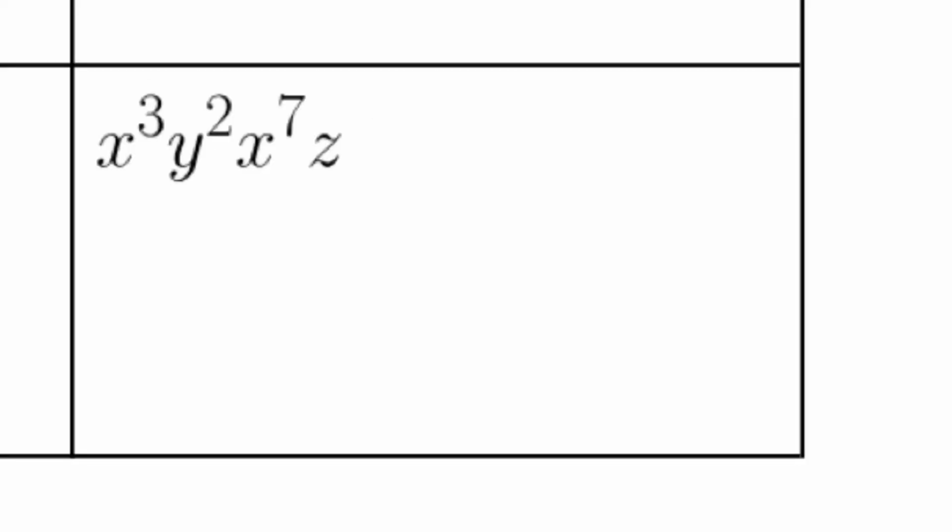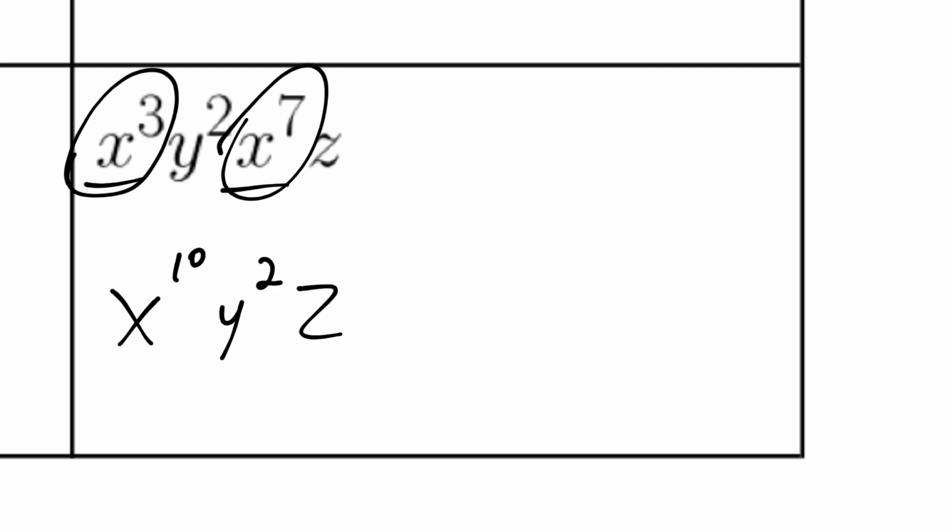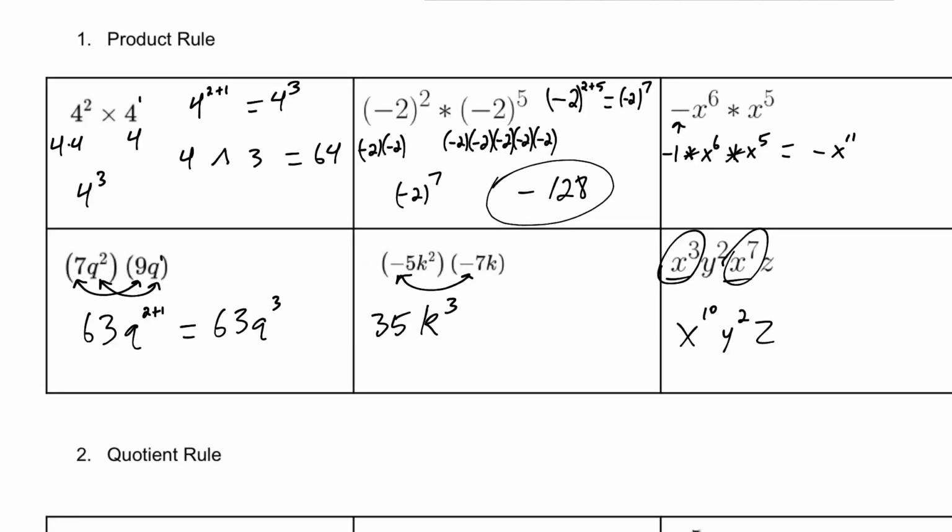This one is different because we have different letters. Just like before, we want to look for the same bases. So the x's, there are 10 of them. The y's, there's only 2. And the z, there is 1. So we can combine to the third power and to the 7th power to get to the 10th power. So for the product rule, we are adding exponents when you multiply with the same base. If you ever are just multiplying numbers times numbers, that's okay too, but it has nothing to do with exponents.